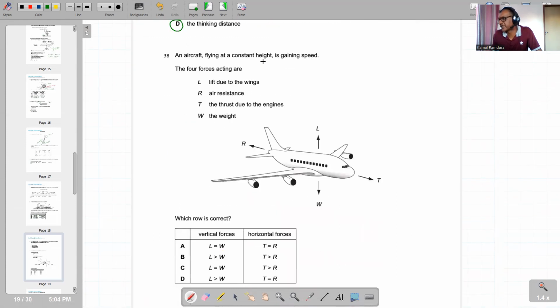An aircraft flying at a constant height is gaining speed. The four forces are lift, weight, thrust, air resistance. Which row is correct? Flying at constant height. Il peut gain speed. Bon, puisqu'il y a constant height, L et W pour égal. Il ne va pas bouger upward. L is equal to W. Et puisqu'il peut gain speed, il peut accélérer, T is greater than R. Ah bien, la réponse est C.